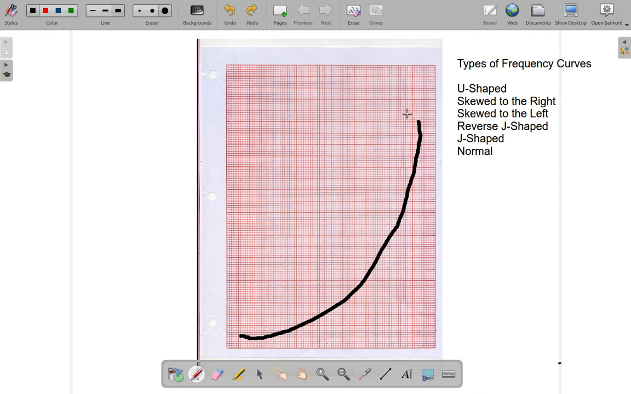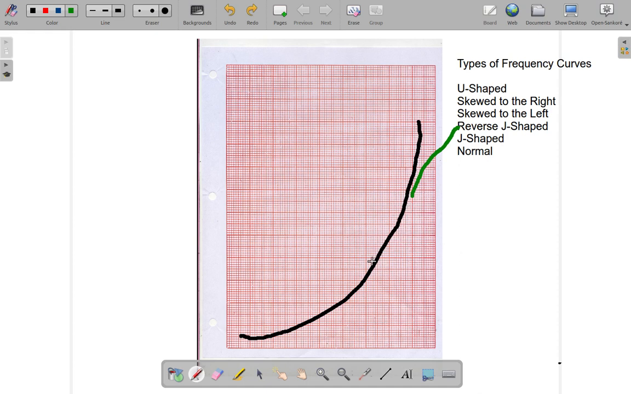The reverse J shape curve. Now you might say the letter J looks like this and it's shaped like a J, so why did they call it a reverse J shape? Well, I guess the J that they're talking about might be one that is turned sideways, like that. But in any case, the reverse J shape is this one. Let me label it. Reverse J shape. This one, right? That's the reverse J shape.